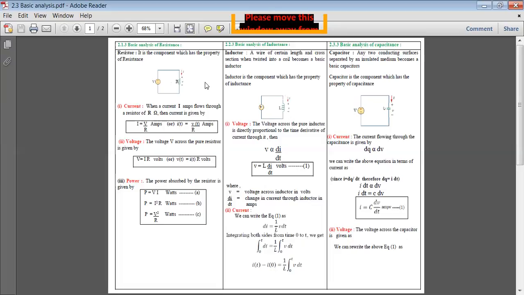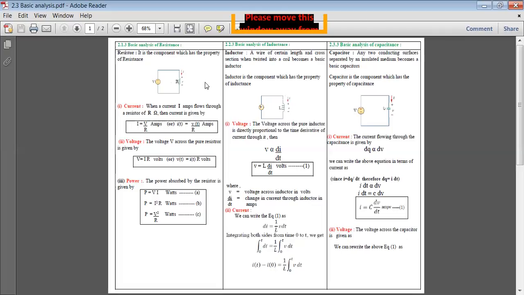The power absorbed by the resistor. See, all of these were studied in the basic terms of electrical circuits. What are the basic terms? Current, voltage, power, energy. And this is the basic analysis of a resistance. It is nothing but mathematical formulas. Clear?